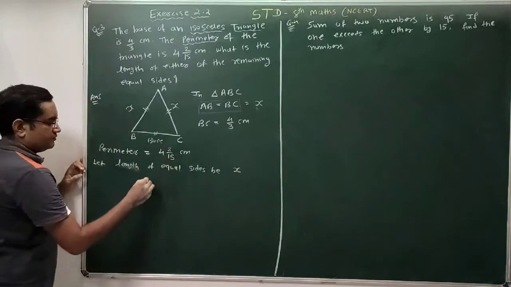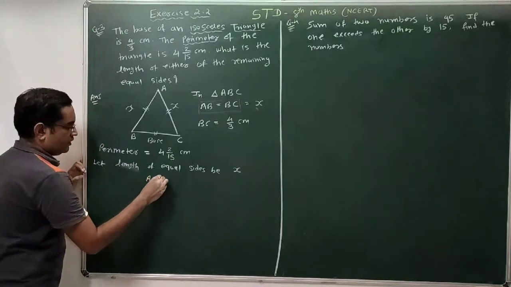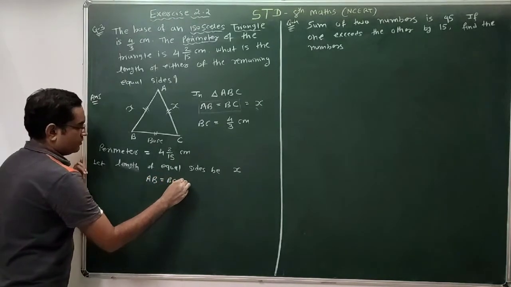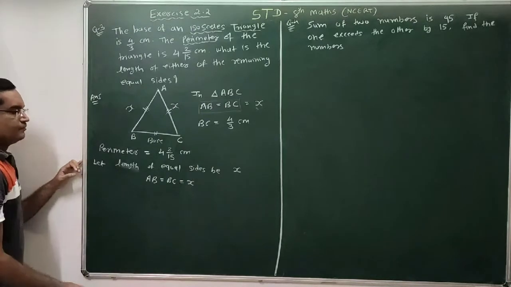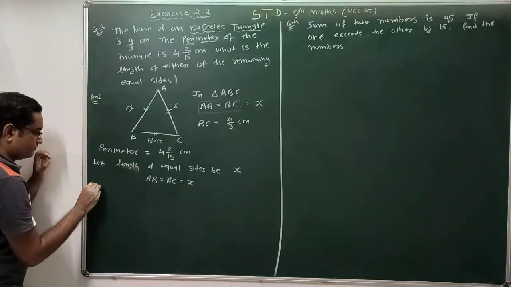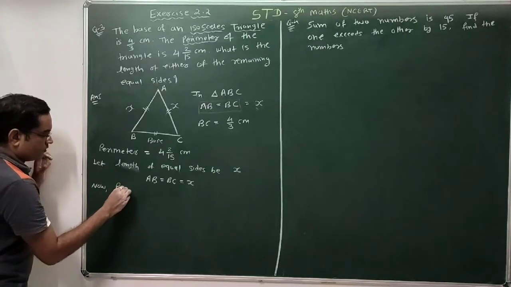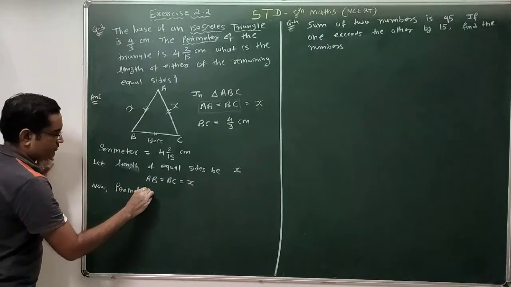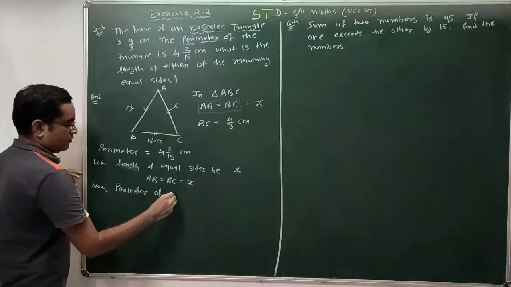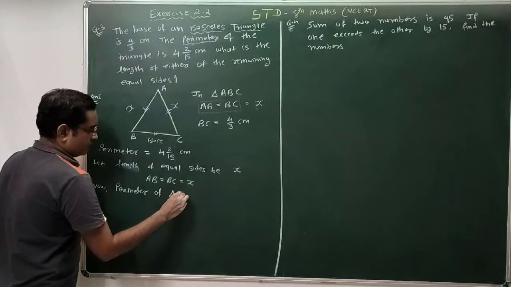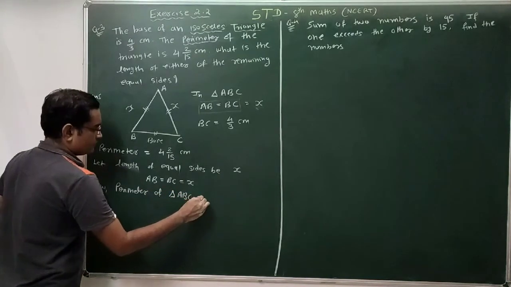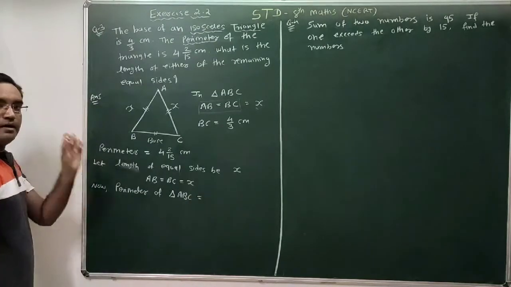So equal sides are AB and BC, that is equal to x. Now we have given perimeter. So put that formula, perimeter of triangle. We have assumed given triangle is a triangle ABC.